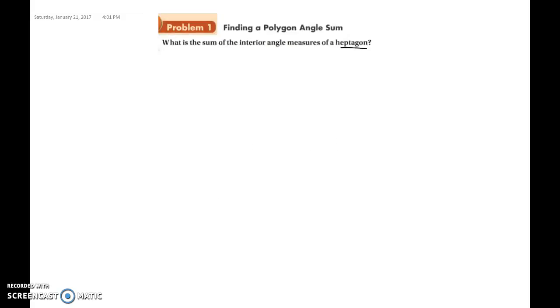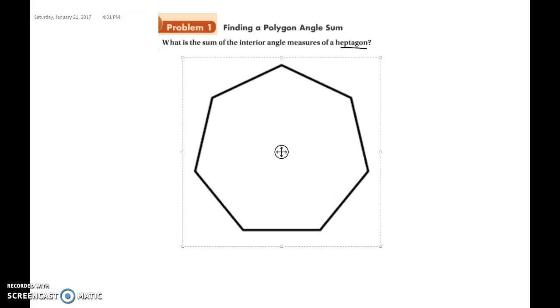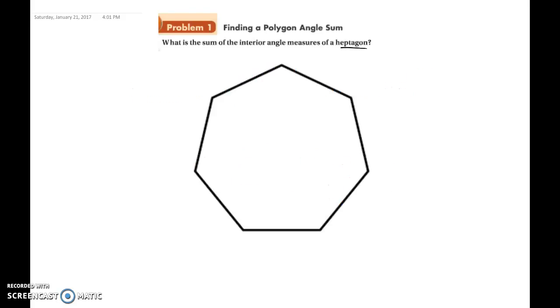Now, rather than me drawing an awful polygon, we're just going to go ahead and add a heptagon here. All right, so what I want you guys to do is pause this and think about what we did with these diagonals and see if there's any way that you can come up with the total sum, because it says, what is the sum of the interior angles, meaning what does every interior angle add up to? So I want to see if you guys can identify how we can come up with the sum of all the interior angles of a heptagon or a 7-sided figure. All right, so pause this for a second and see what you guys can come up with.